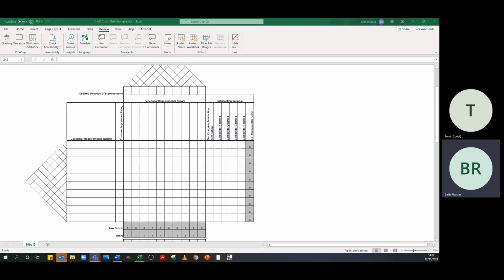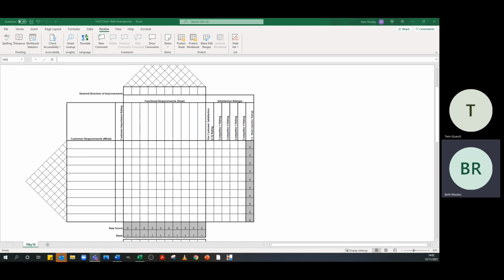We're currently on duty 2 and we are looking at the House of Quality chart. Today, Terry and I are going to walk you through how to complete a basic House of Quality, based upon making a bath and having a bath.